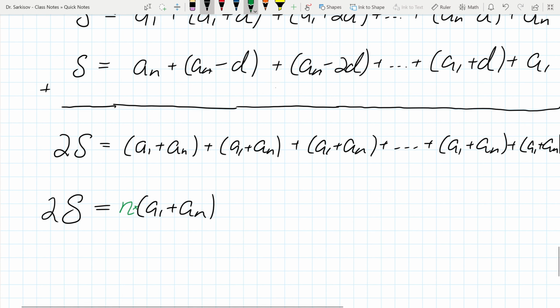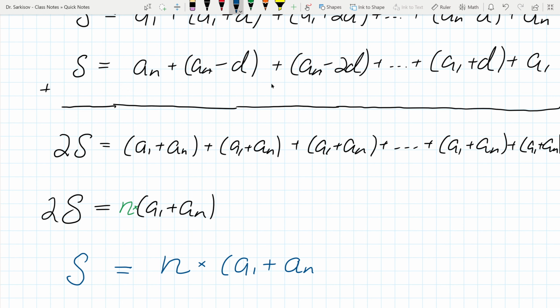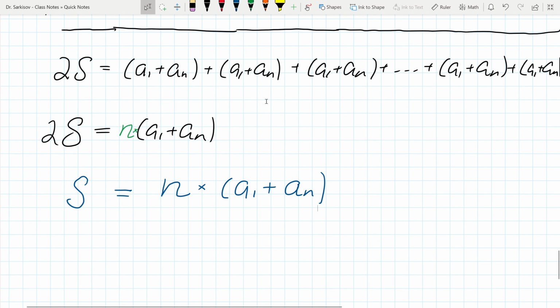So what is our formula? Let's do the final formula. The sum is equal to the number of terms, n, times the sum of the first term plus the last term, all over 2, because we have to divide both sides by 2. Wow, right? That is the sum that we were hoping to get. That's the formula that we wanted to get.